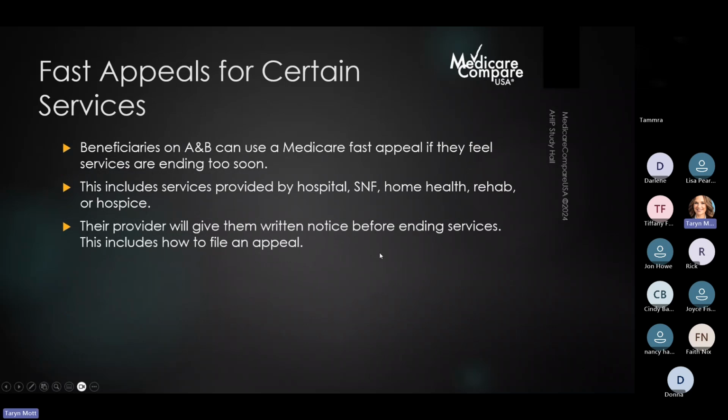Fast appeals for certain services. Beneficiaries on A and B can use a Medicare fast appeal if they feel services are ending soon.